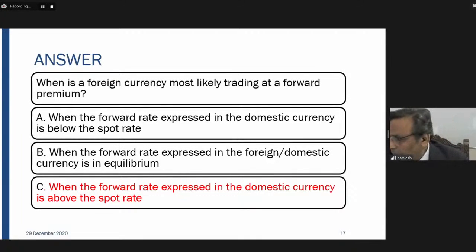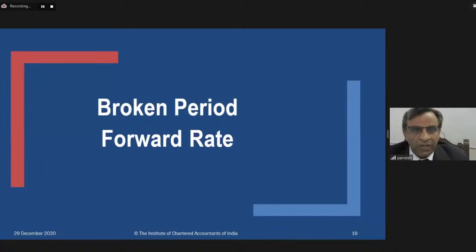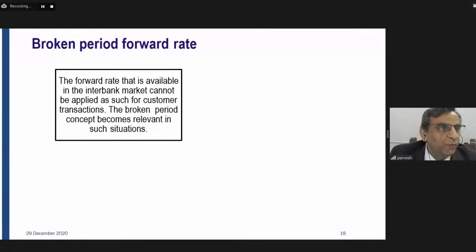Okay, fine. So now we come to a broken period forward rate. This is yet another very, very important concept, and the knowledge about this is a must, because there are many questions which will involve understanding this. So please be careful and absolutely focused to understand what is a broken period forward rate. The forward rate that is available in the interbank market cannot be applied as such for customer transactions.